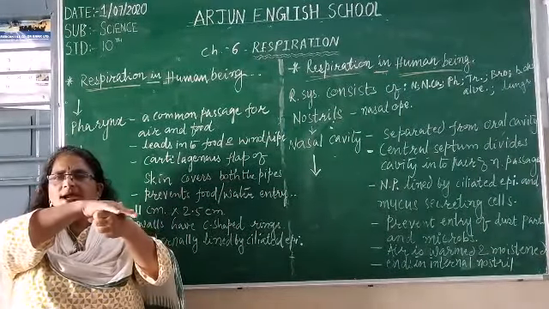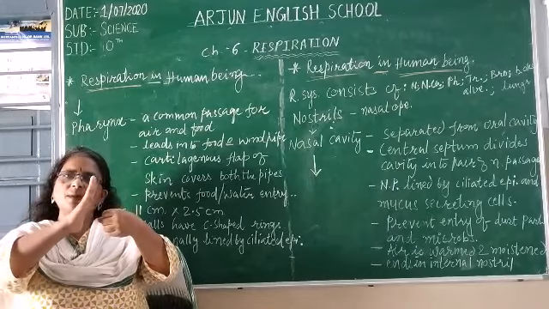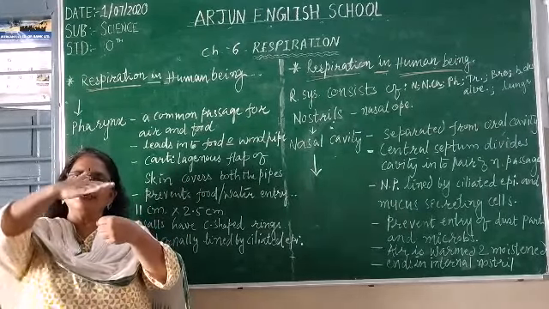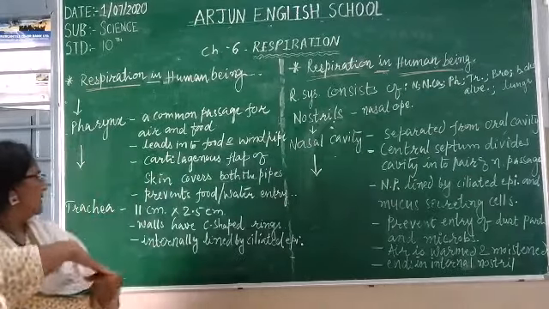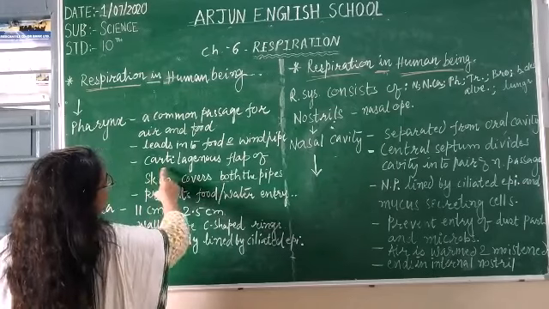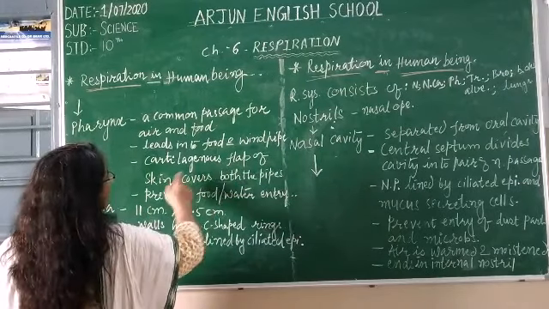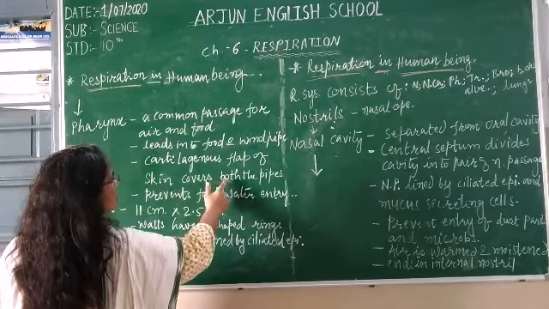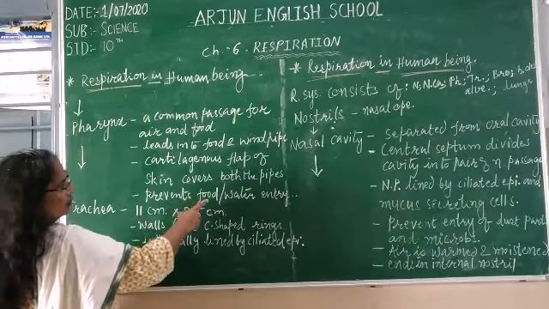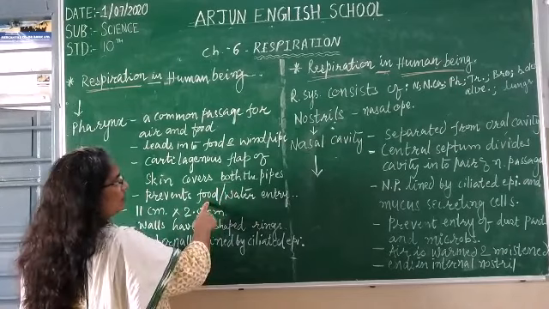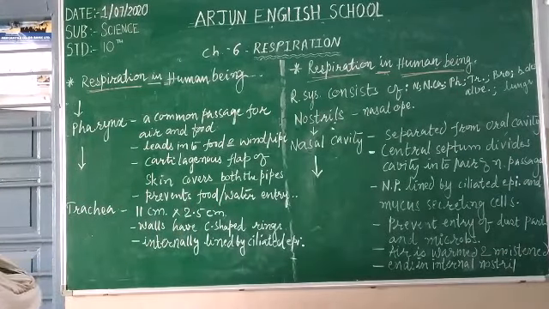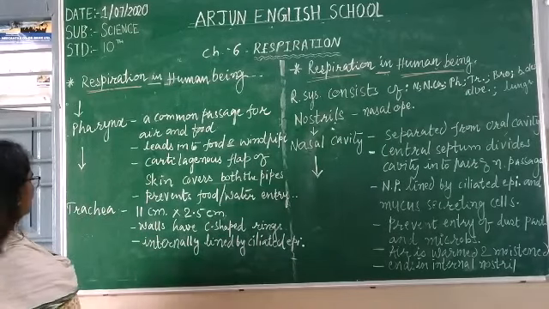When food enters, the windpipe closes. When air enters, the food pipe closes. So this cartilaginous flap of skin covers both the parts and prevents the entry of food or water into the windpipe.